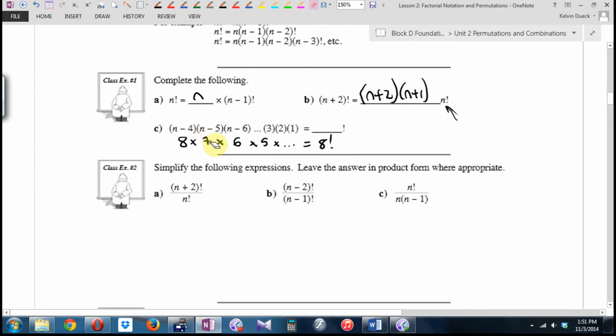Is this 1 smaller than 8? Is this 1 smaller than 7? Is this 1 smaller than 6? Is n minus 5 1 less than n minus 4? Is n minus 6 1 less than n minus 5? Any thoughts?